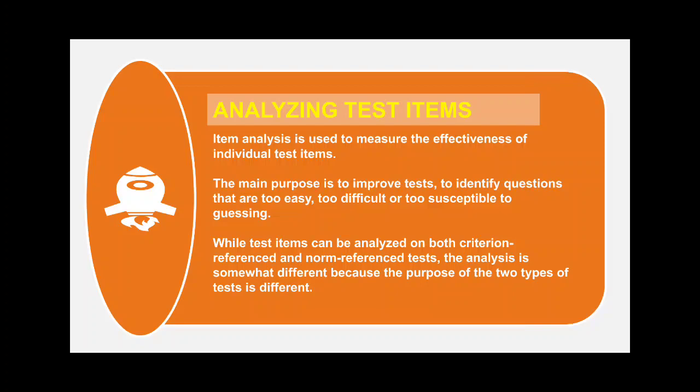So, the main purpose is to improve tests, to identify questions that are too easy, too difficult, and too susceptible to guessing. While test items can be analyzed on both criterion reference and norm reference tests, the analysis is somewhat different because the purpose of the two types of test is different. The criterion reference tests are used in many ways.